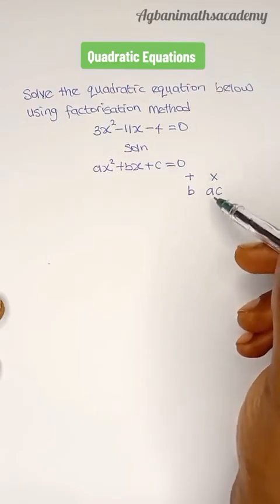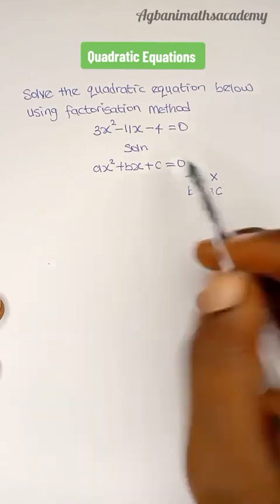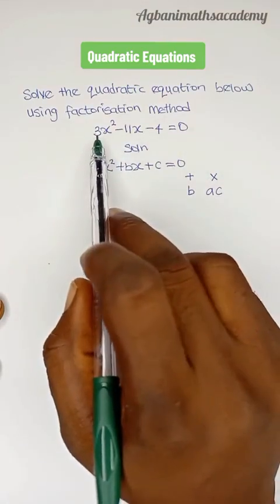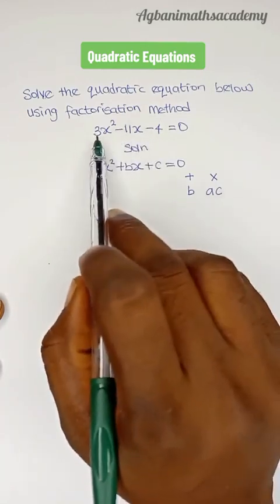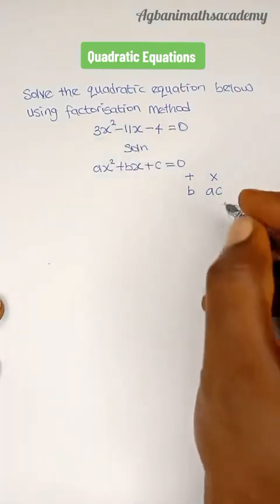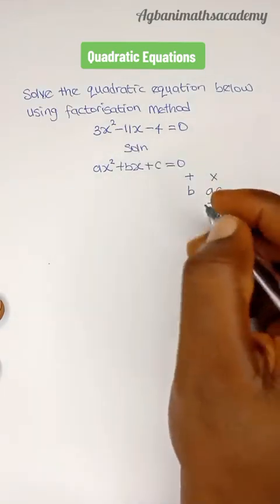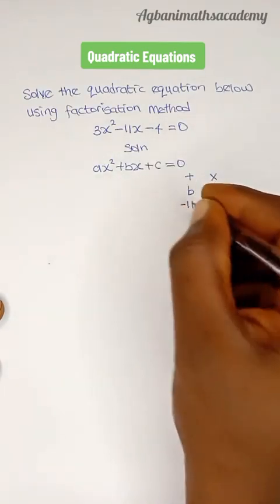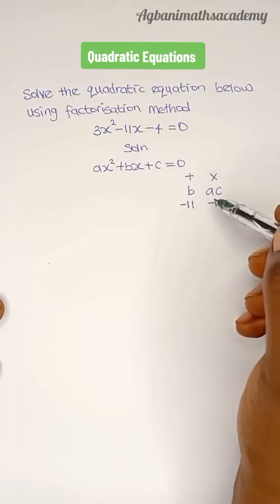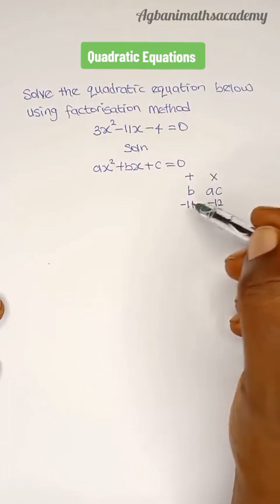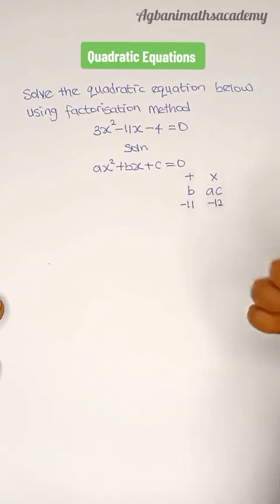The first thing we are going to do is to look for the values that will multiply themselves to give us AC. What is AC? A is 3 here and C is minus 4. So AC is 3 multiplied by minus 4, which will give us minus 12. And our B is minus 11. Okay, so we look for two numbers that will multiply themselves to give us minus 12, and those numbers will also add themselves to give us minus 11. So let's explore the different combinations.